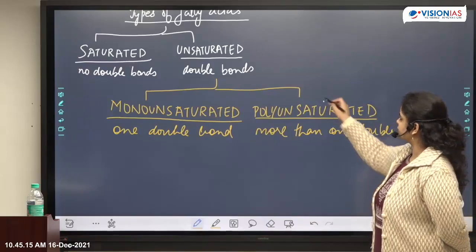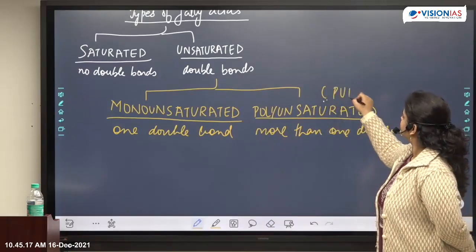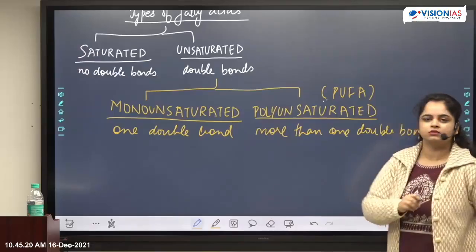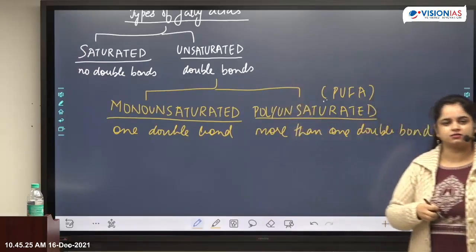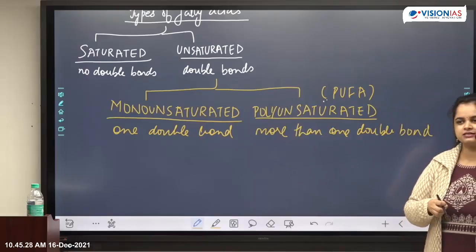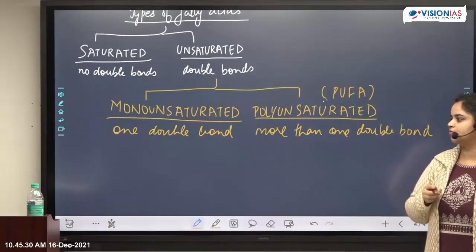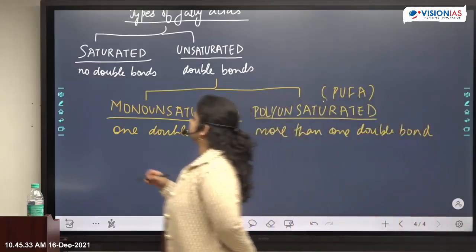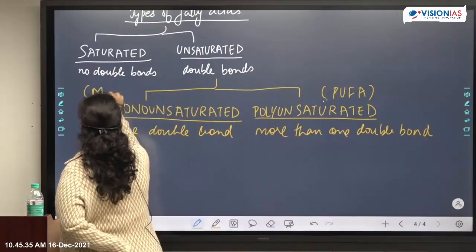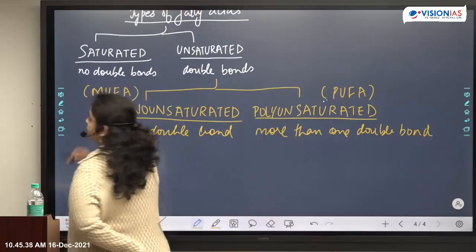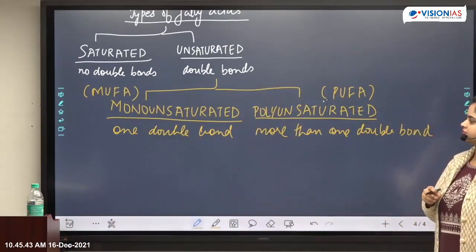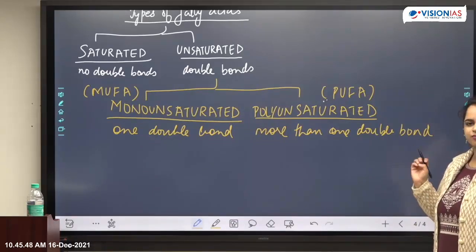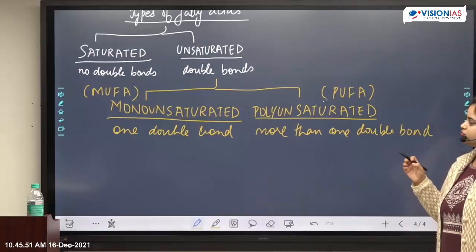As an abbreviation, this is called PUFA. You might have heard this term. This is a standardized term. Polyunsaturated fatty acid, or PUFA. And then MUFA is monounsaturated fatty acid. So PUFA and MUFA. We'll write examples in both the cases.